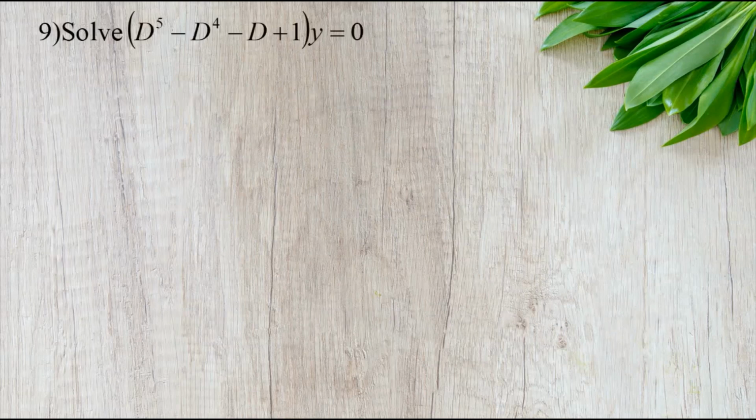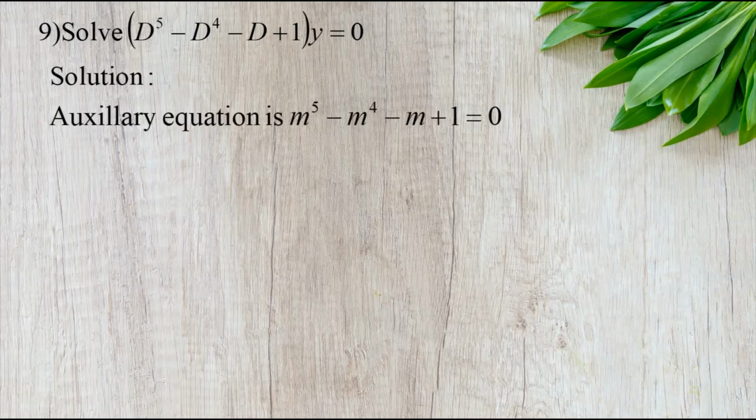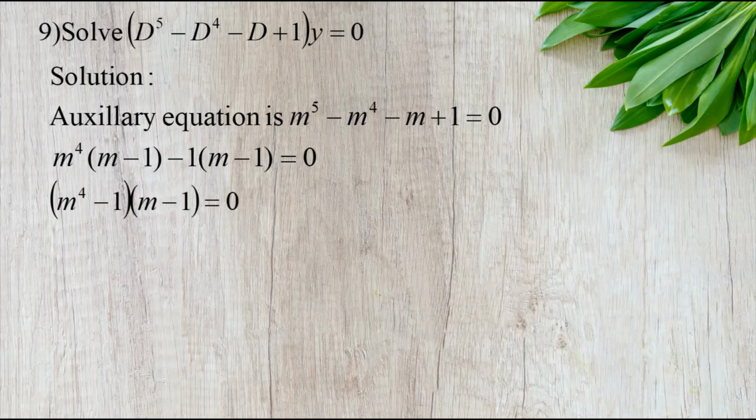Solve (D^5 - D^4 - D + 1) y = 0. First write the auxiliary equation. Students may skip this problem because it is a 5th degree equation, but it is not as tough as it seems, because we can take the common factor and then simplify further, and this appears in the form (m^2 + 1)(m^2 - 1)(m - 1) = 0.